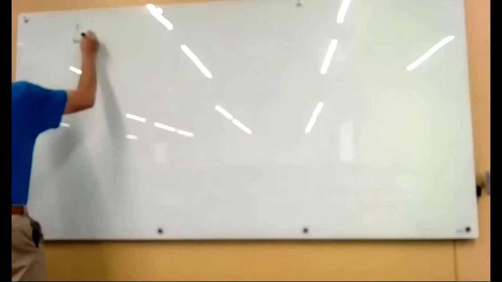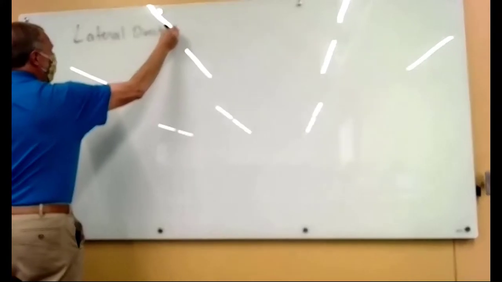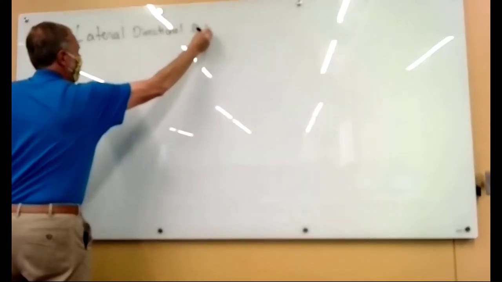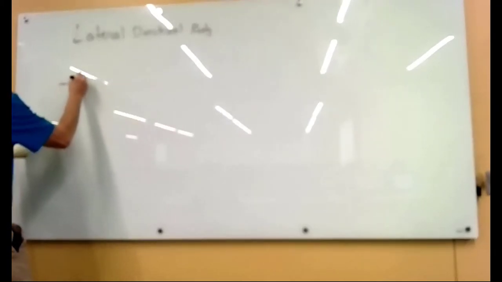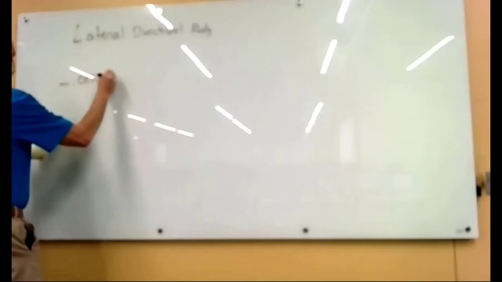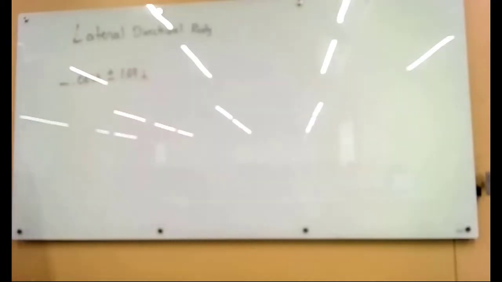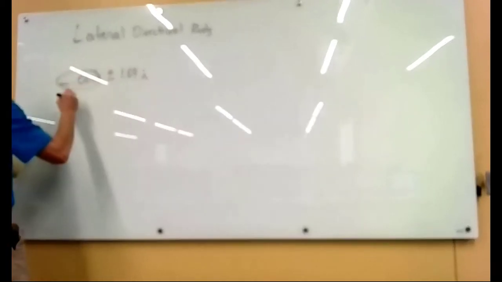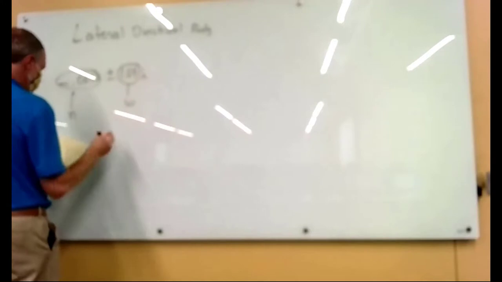We've been looking at lateral directional roots. And we had a Dutch roll mode. So we want to analyze that. We want to get its natural frequency and damping ratio because it's a second order mode. So this is the real part. And this is the imaginary part.